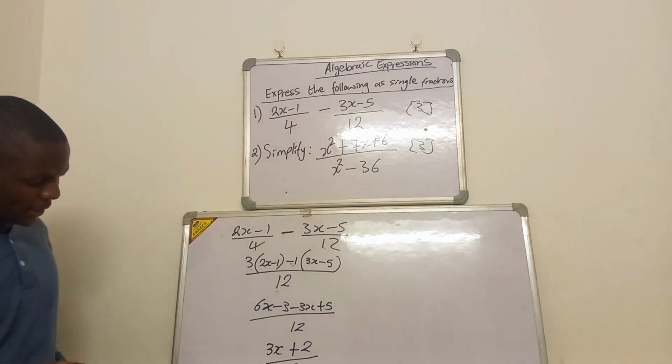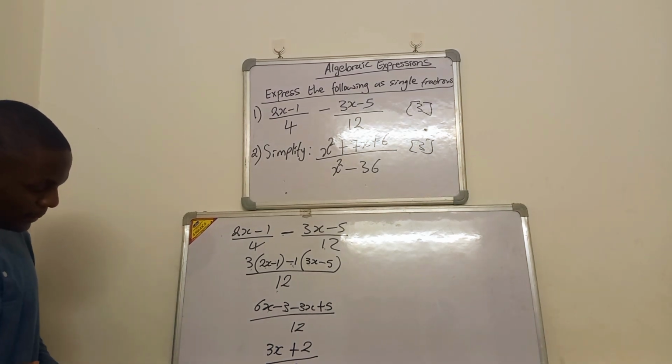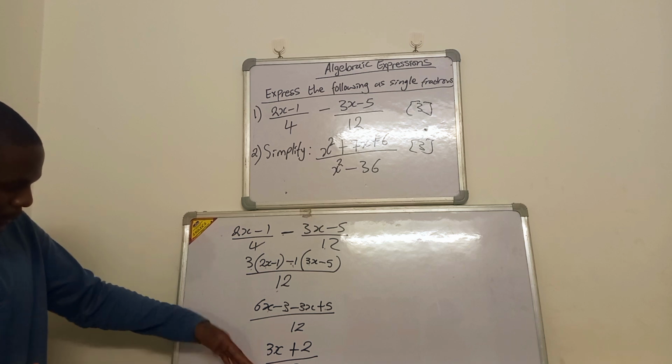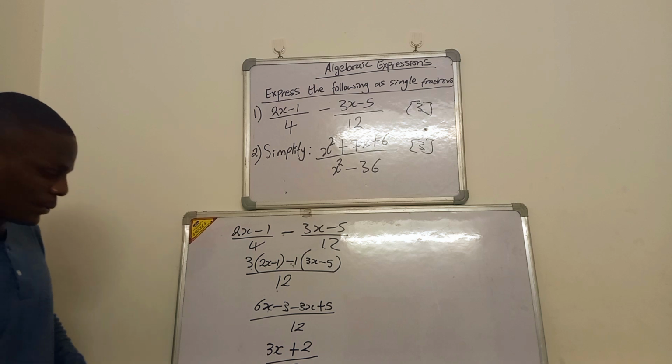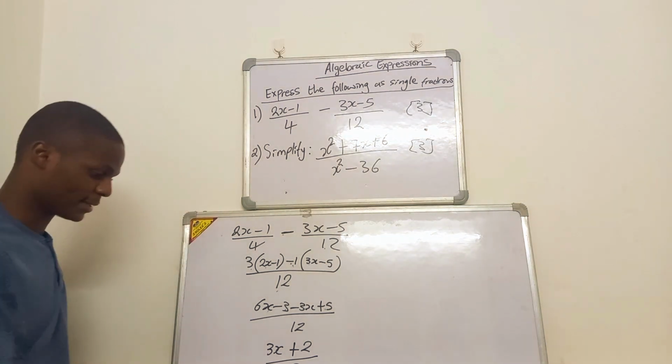So up to this point, what can we do further from here? There is nothing we can simplify here. Nothing to factor out here. Nothing can be simplified. So it is done this way for 3 marks.